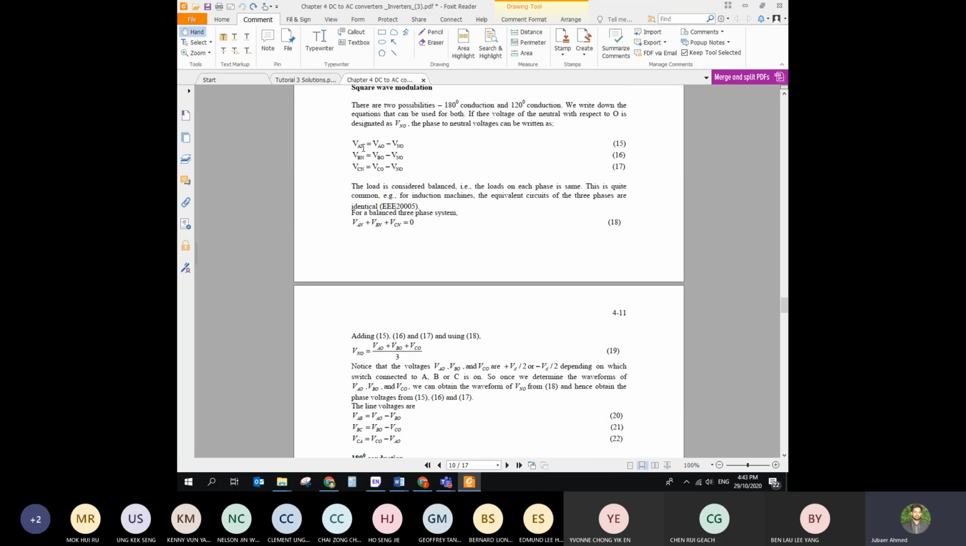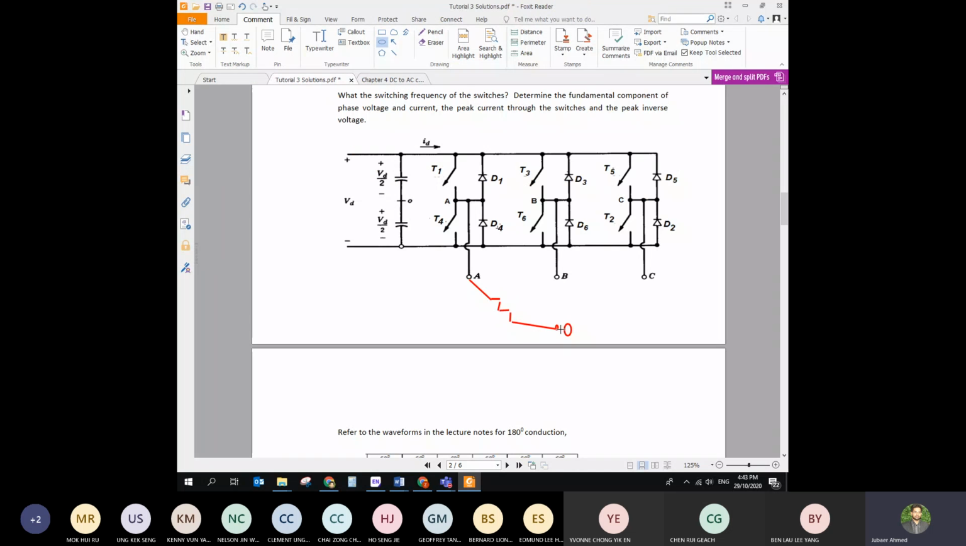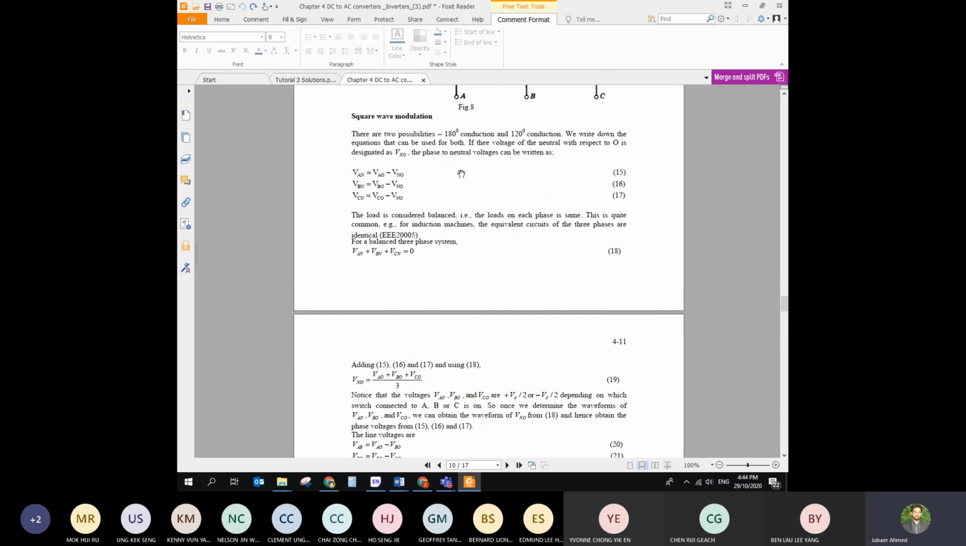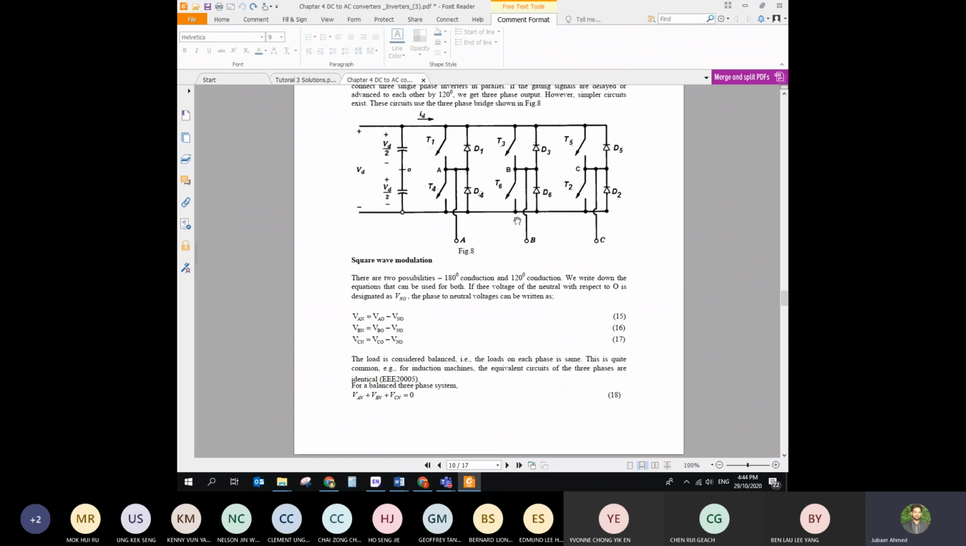So VAN, that means from A to neutral, is going to be VAO minus VNO. Okay, there will be another NO component. What is the voltage at the neutral point to O? Where is the neutral point in O? Let me write the NO. Okay, this is not actually the neutral point. This is the N, this is my neutral point N. This is not the O. Where is my O? Oh, they didn't denote the O here. So just assume that this is the AO, BO, and CO.